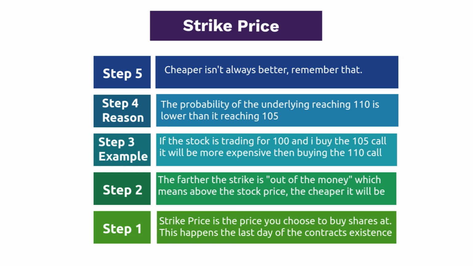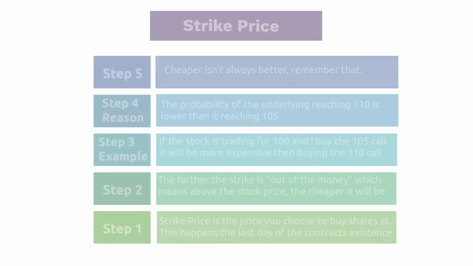The farther the strike is out of the money, which means above what the stock is trading for, the cheaper the contract will be. Now let's go back to the previous example where we had a strike of $105. The contract might be around $300 to purchase. If I were to buy farther out of the money contracts, let's say at $110 instead of $105, then the price to purchase that call will be cheaper because the likelihood of the stock reaching $110 is less than reaching $105.